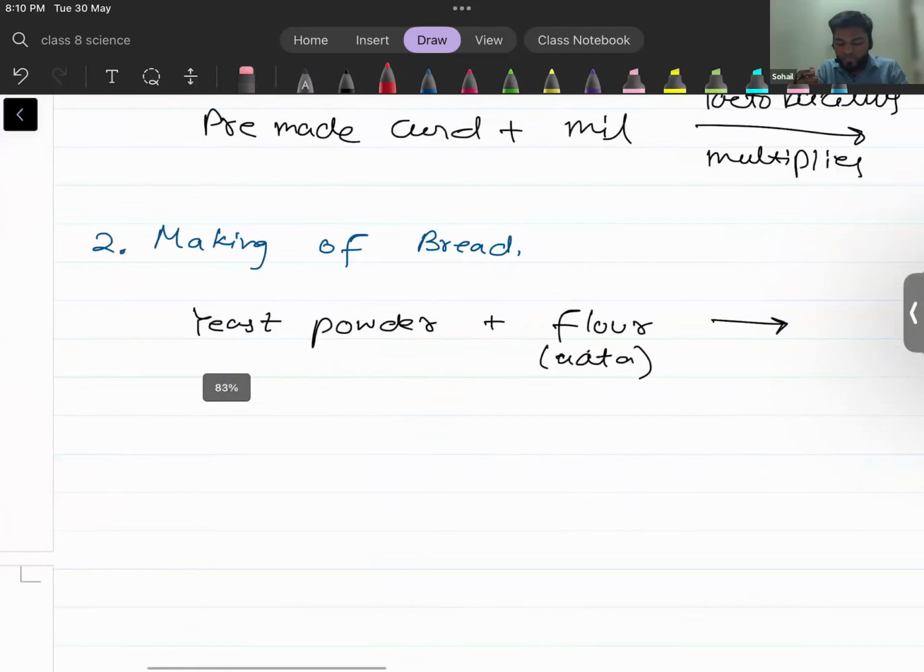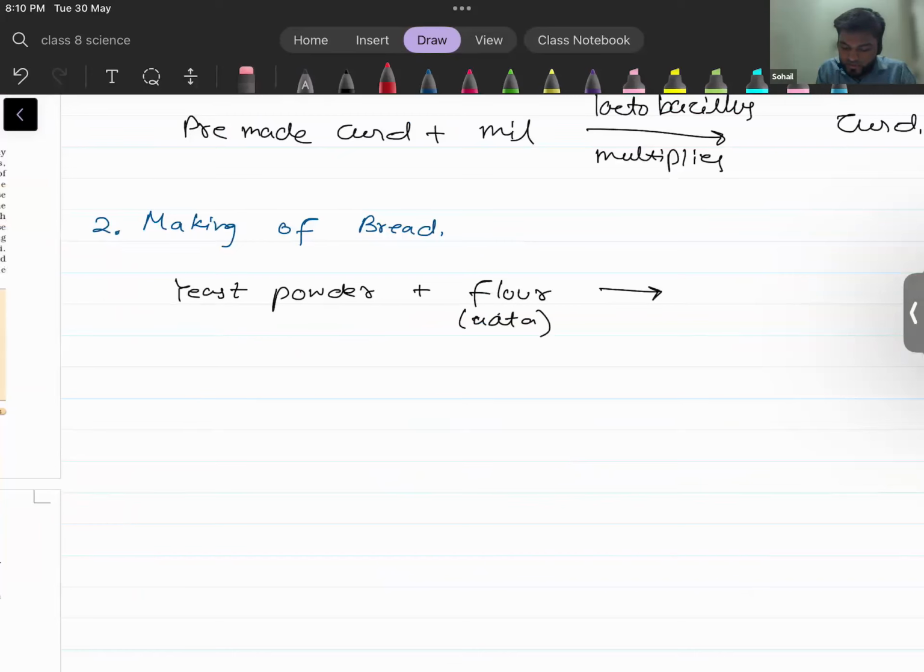Okay, Ahmed. So what happened along with this? I added a few more things, some sugar, and what else did I add? Yes, Ahmed, are you there? Yes, sir. What else did we add? Warm water, right? Yes, we added warm water also. So we added three things here: flour, that is called atta, some sugar, and some warm water.